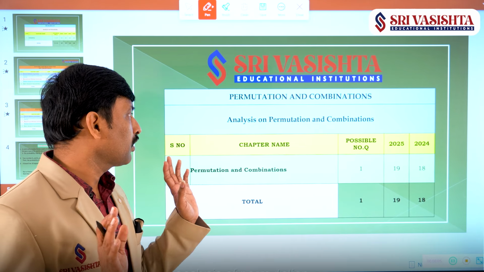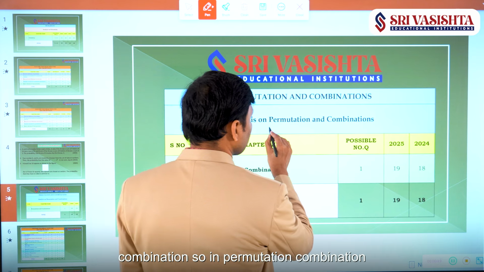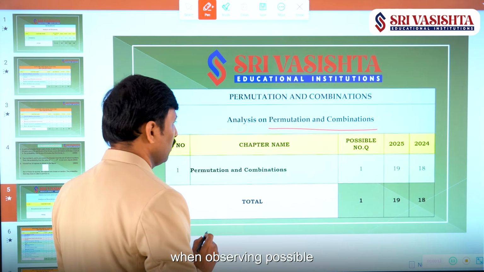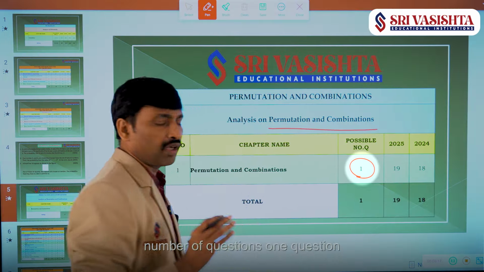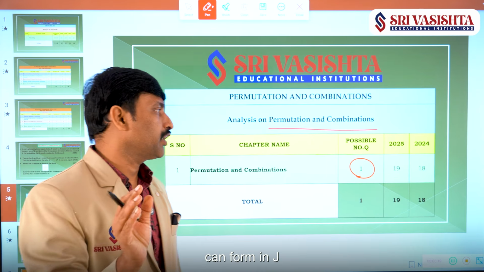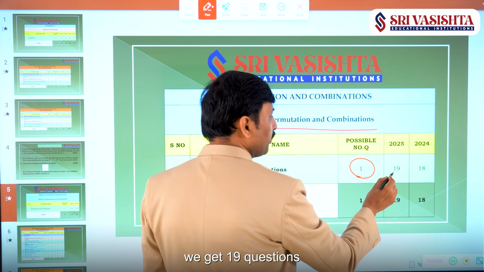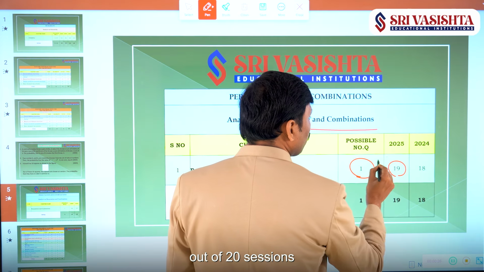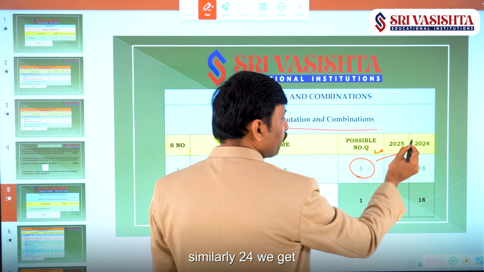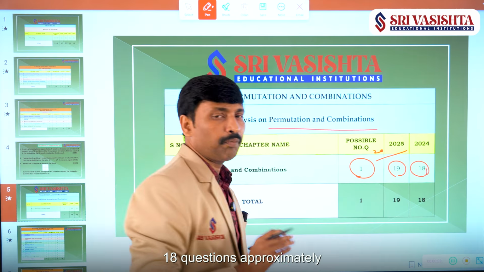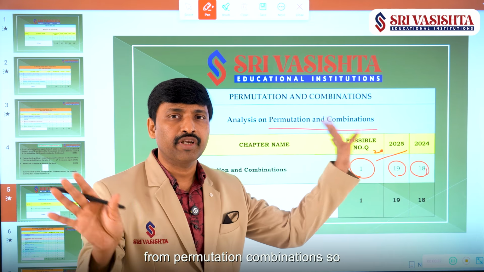In previous JEE Mains, analysis of permutations and combinations. In permutations and combinations, observing the possible number of questions, one question is confirmed in JEE Mains. In 2025, we get 19 questions out of 20 sessions. Similarly in 2024, we get 18 questions. Approximately one question will come from permutations and combinations.